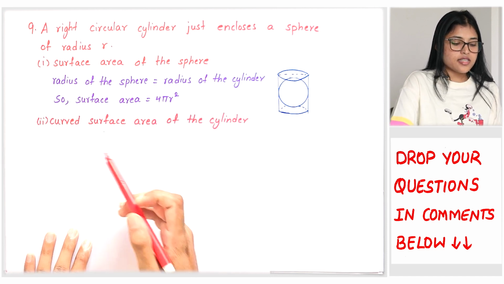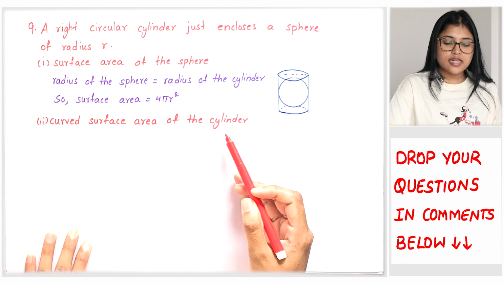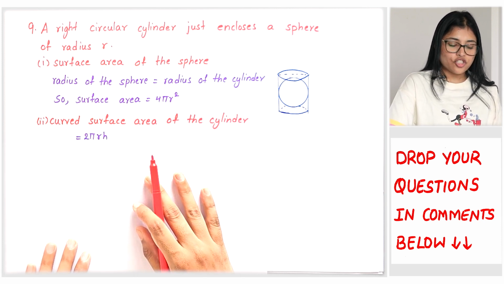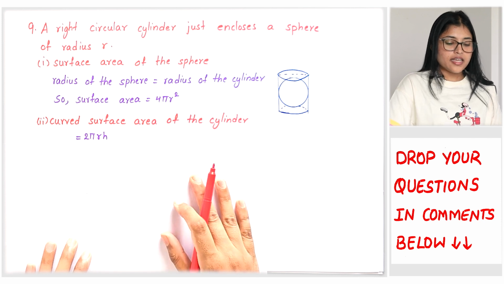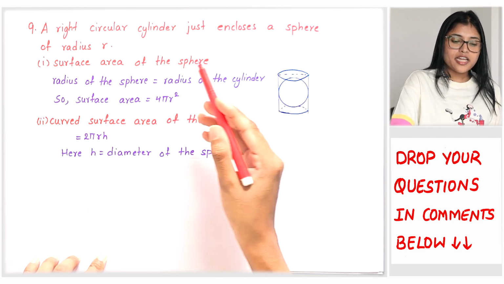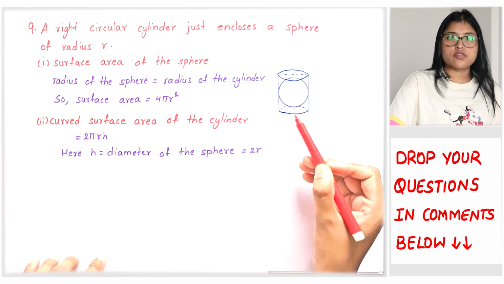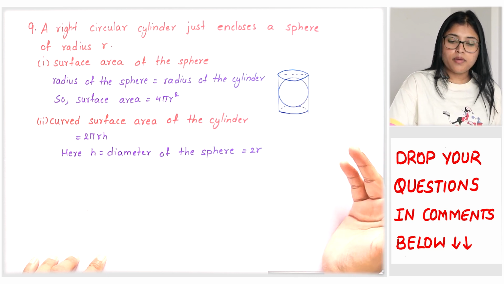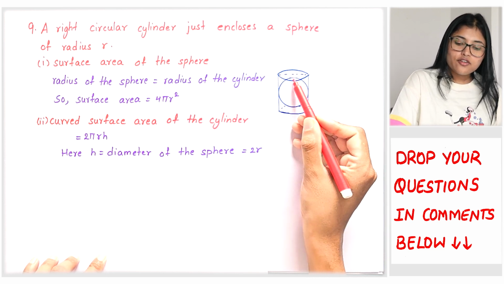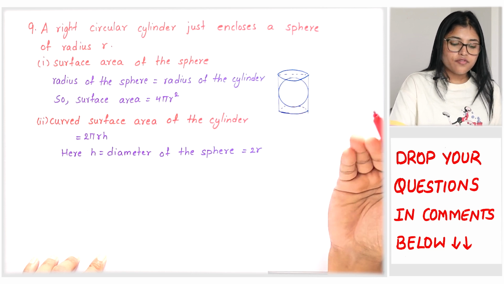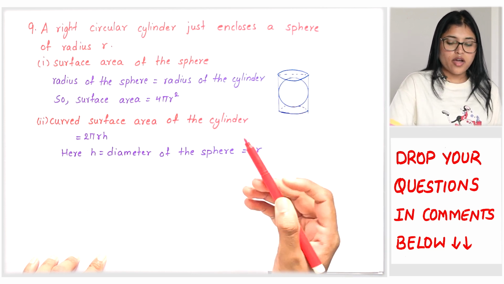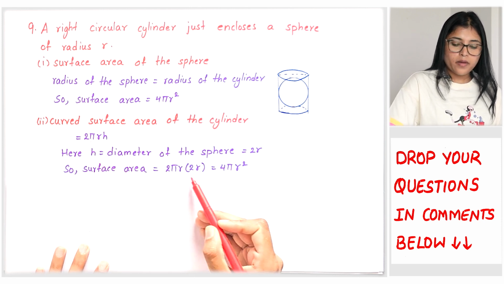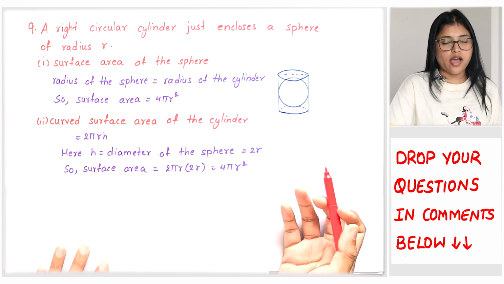The second part says to find the curved surface area of the cylinder. Here the formula for the surface area of the cylinder is 2 pi r h. However, we can write h as 2r because it is mentioned that the cylinder just encloses the sphere. So the sphere will be touching the top and the bottom part of the cylinder and the total diameter of the sphere will be the height of the cylinder. So I can write h as 2r. Here substituting 2r in 2 pi rh, I can write it as 4 pi r square.